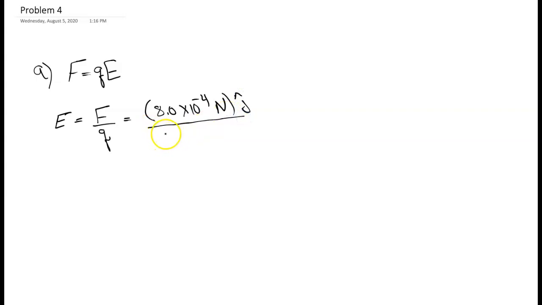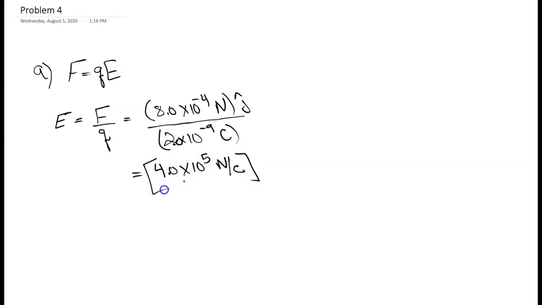And the charge is 2 nanos, so 2.0 times 10 to the minus 9th coulombs, or a positive 4.0 times 10 to the 5th newton per coulomb. And the electric field will also be in the positive y direction in this case.